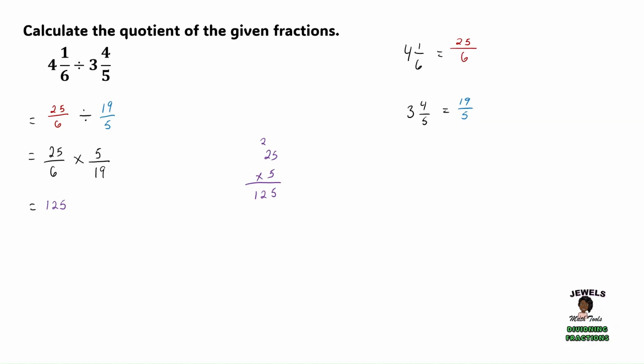And now let's calculate our denominator, where we will be multiplying our 19 times 6. 6 times 9 is 54. I'll put my 4, carry the 5. 6 times 1 is 6 plus 5 will equal 11. So our denominator is 114.